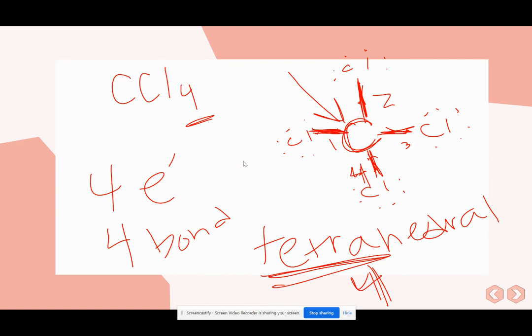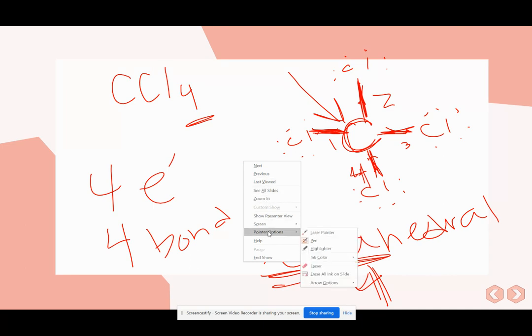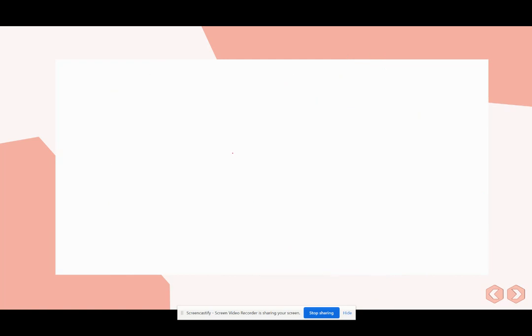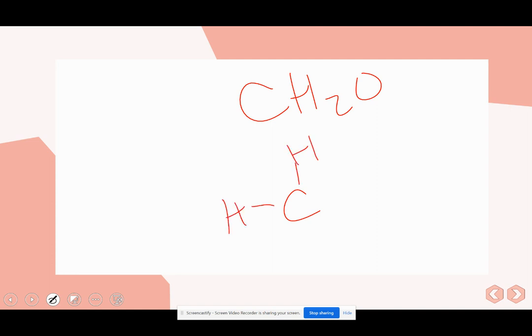So let's talk about that. So here is what trigonal planar is going to look like. So let's go back. CH2O. Okay, so first thing we've got to do is draw our Lewis structure. I'm not going through the whole process of drawing the Lewis structure. If you need to, then go for it. Here's my Lewis structure.